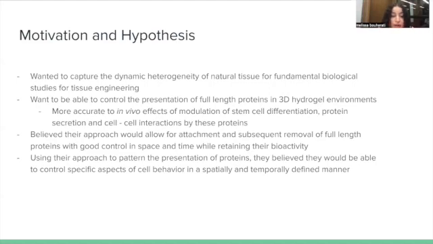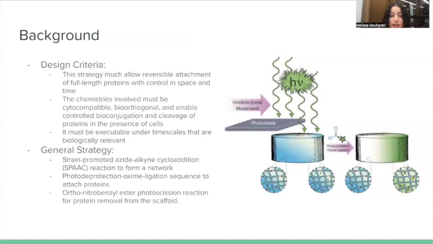To touch on some of the design criteria that guided the approach that was taken by the researchers, first, the experiments must allow attachment and subsequent detachment of full-length proteins with good control in space and time. Second, they needed to make sure that all the chemistries must be bioorthogonal and cytocompatible in order to achieve the specific bioconjugation necessary for working with fragile proteins in live cells. And finally, the patterning must be executed on timescales that are relevant to the biological functions of interest.